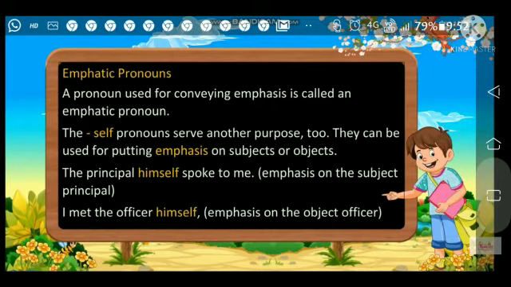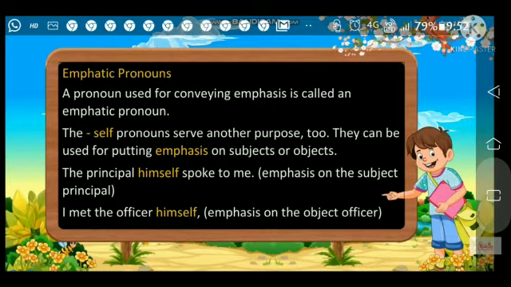Now, how to recognize a reflexive pronoun and an emphatic pronoun? Now we need to notice that a reflexive pronoun answers the question whom. An emphatic pronoun lends emphasis. I blamed myself for my failure. Whom did I blame? Myself. So the word myself has been used as a reflexive pronoun.